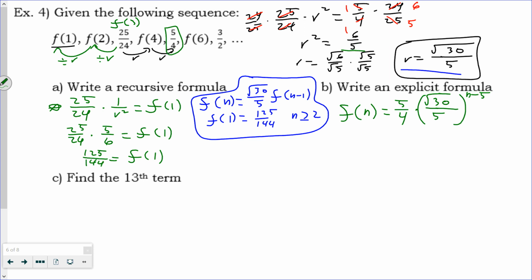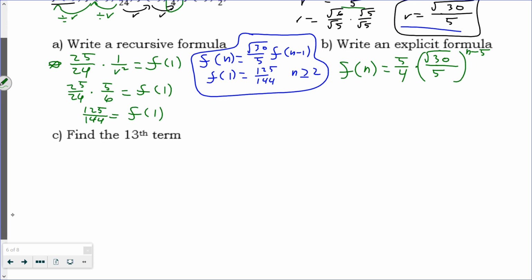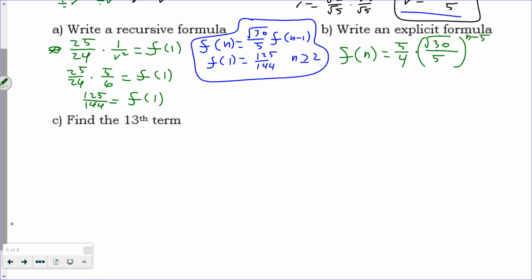So now I want to figure out what's the 13th term in the sequence. So that's going to be easiest to do with the explicit formula. So f of 13, that's going to be 5 over 4 multiplied by the square root of 30 all over 5 raised to the 13 minus 5. All right?